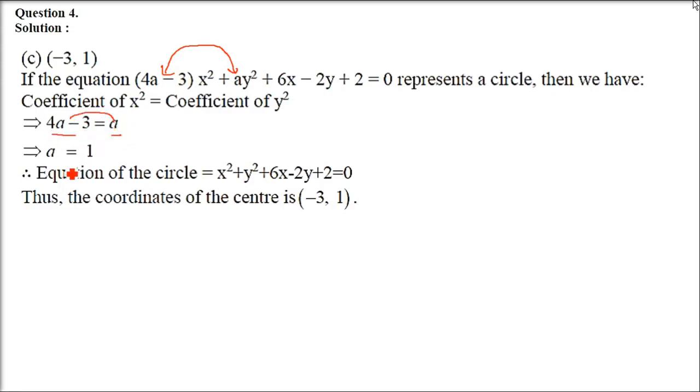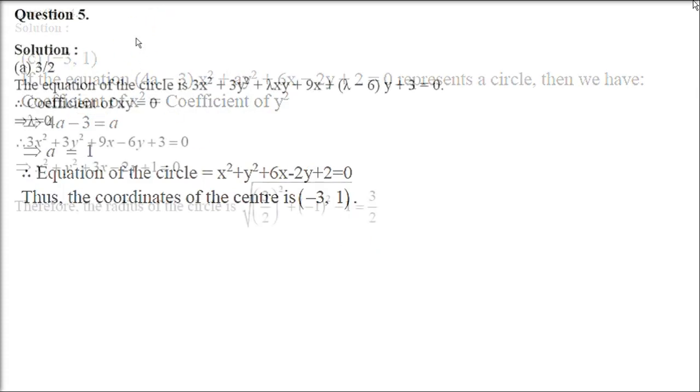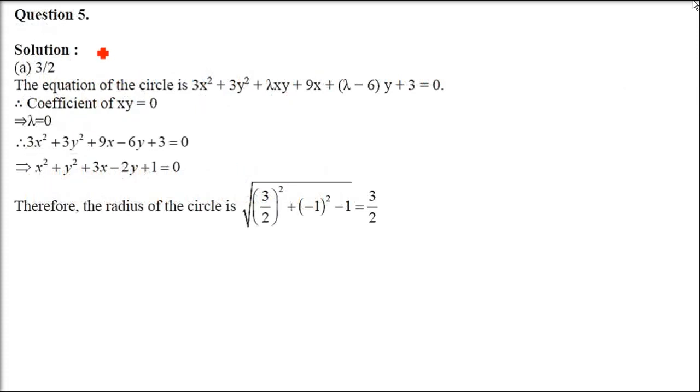This is first thing is clear. Now take this a, put it in the equation. The equation of the circle is going to be, just put a as 1. So x square plus y square plus 6x minus 2y plus 2 equals 0. You compare this 6x with 2gx, compare this minus 2y with 2fy. And minus g minus f is going to be minus 3 and 1. And this is going to be the center. C is the correct answer here. If you take G and F, the answer will be changed. So it will be incorrect.